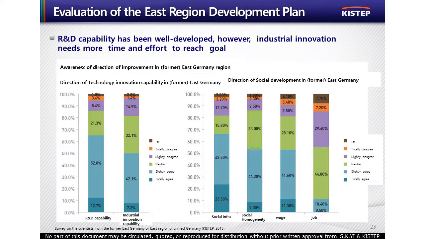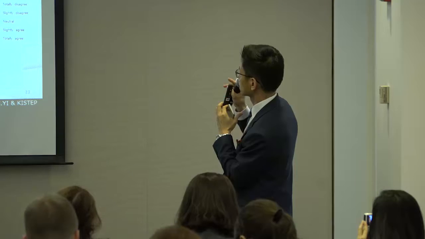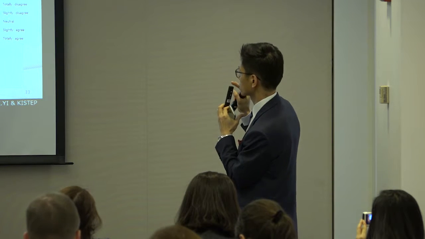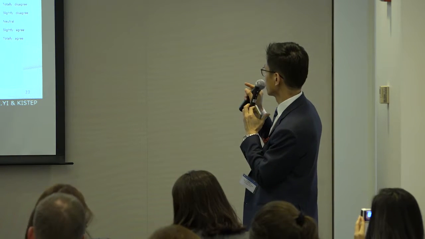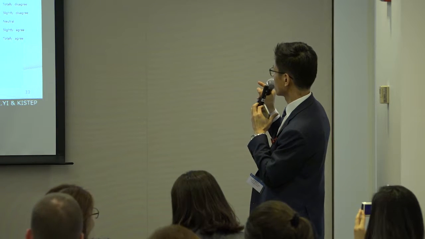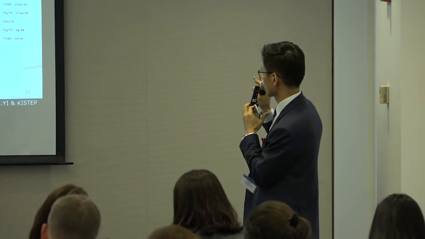Okay, this graph shows that R&D capability has been well developed. However, industrial innovation needs more time and effort to reach its goals. The left graph shows that most people's agreement to R&D capability direction is higher than agreement to industrial innovation capability directions. And the right graph points out that wage and job satisfaction is low.